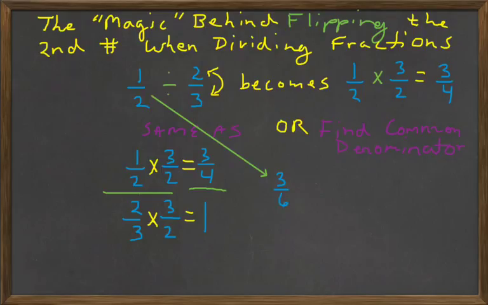1/2 becomes 3/6. 2/3 becomes 4/6, and then just right across horizontally we go and get 3 divided by 4, which is 3/4, and 6 divided by 6, which equals 1. So we end up with 3/4 divided by 1, which equals 3/4. So that one makes even more sense to me.